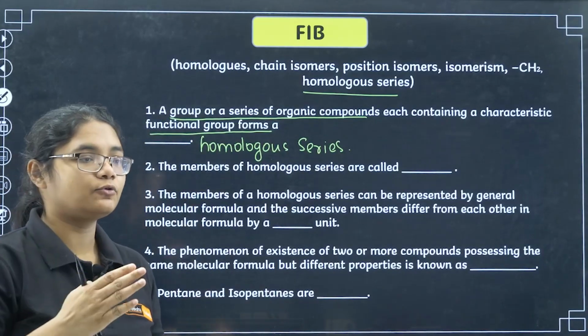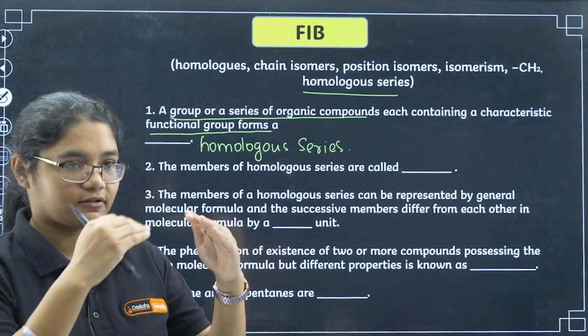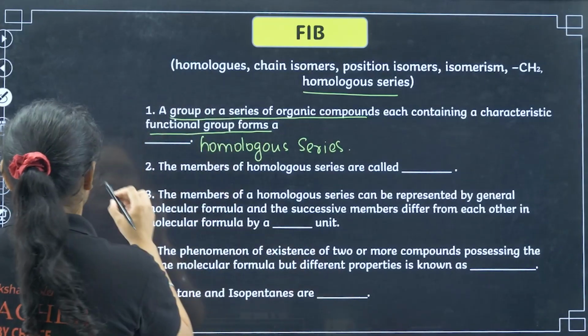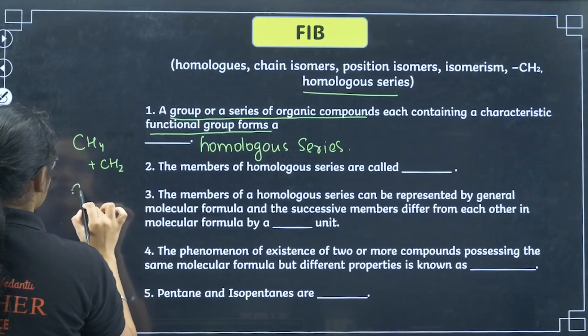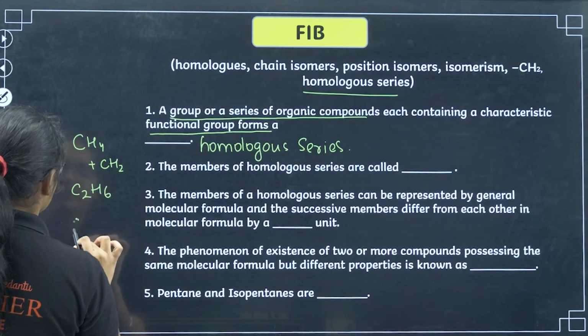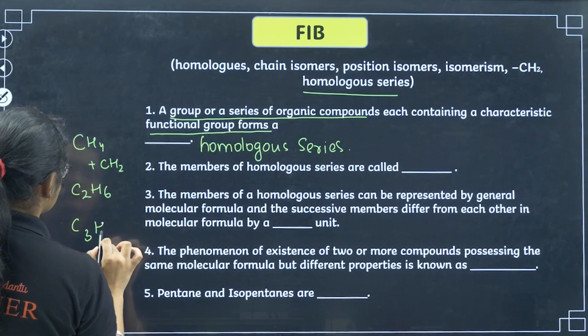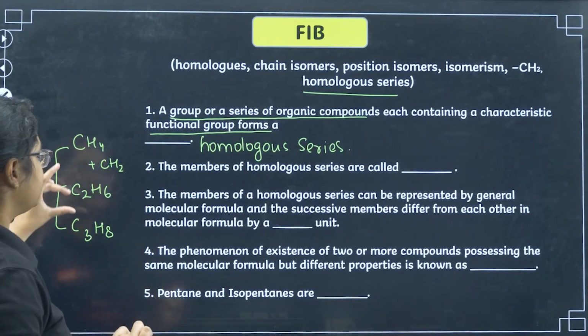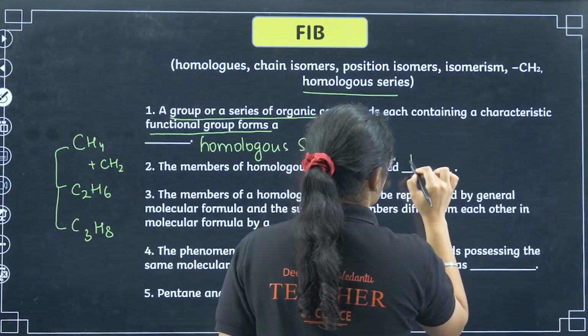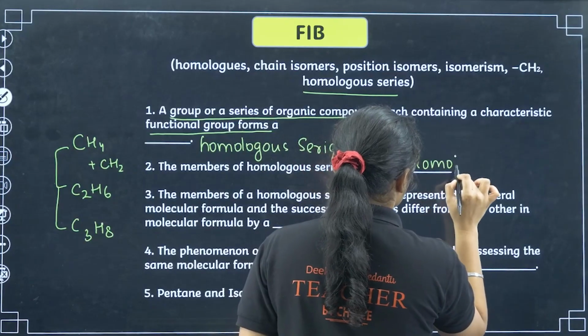Okay, next, the members of the homologous series are called as. So if you have a homologous series, for example, if I write CH4, then you add one CH2, what will I get? C2H6, then you will get C3H8, right? So these are the members of homologous series, and these members are called as homologues.